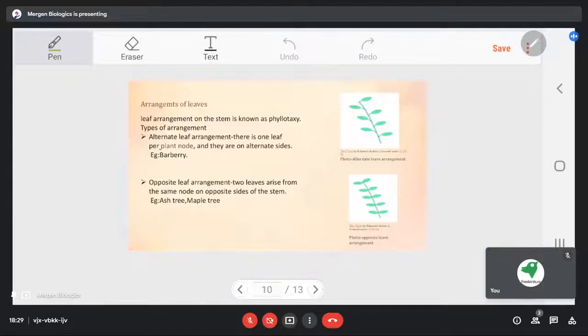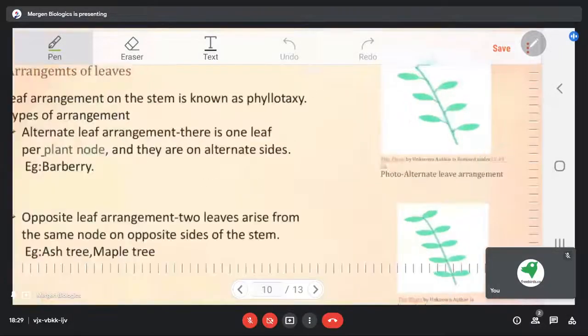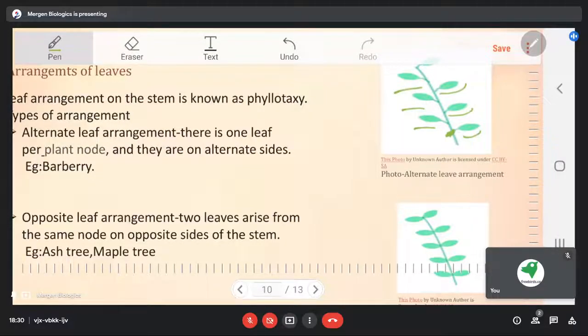So the first one is alternate leaf arrangement. Alternate leaf arrangement is this. As you can see in this photo itself, the leaves are present on the plant nodes, but one plant node has only one leaf, and they are arranged in an alternate manner. That is one, then another, then another, then another. So this is the alternate leaf arrangement.